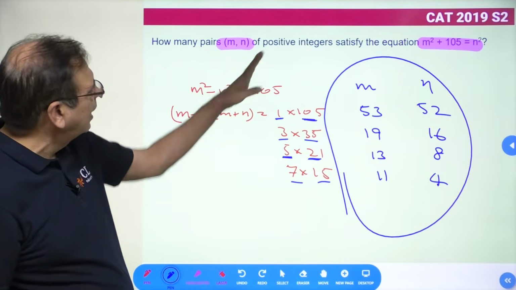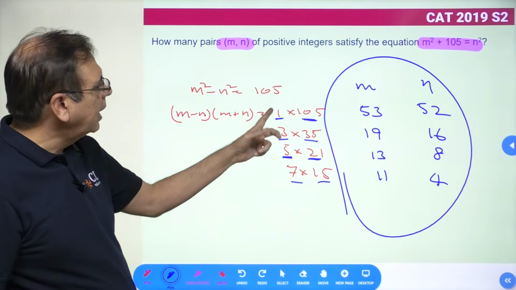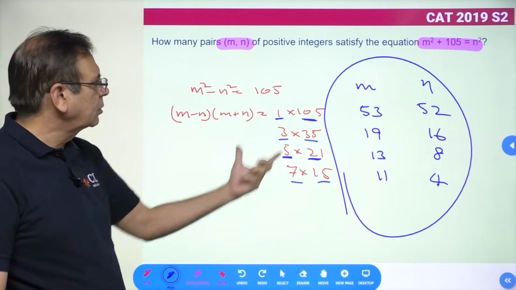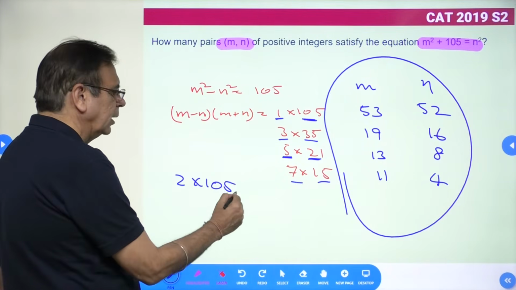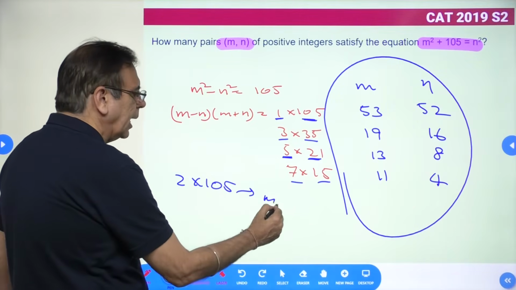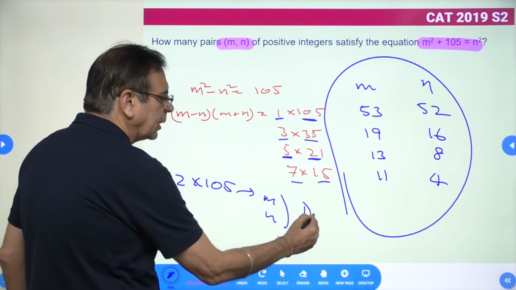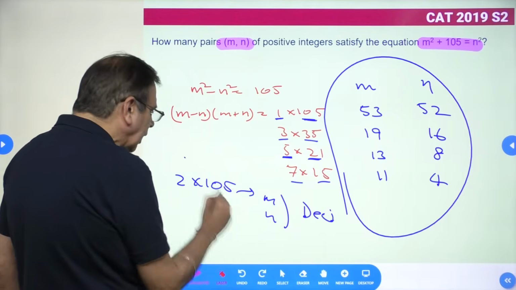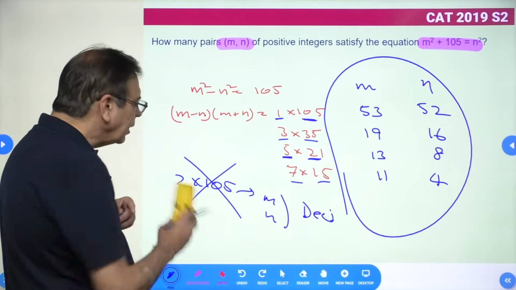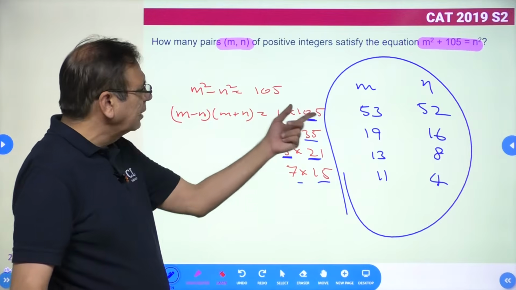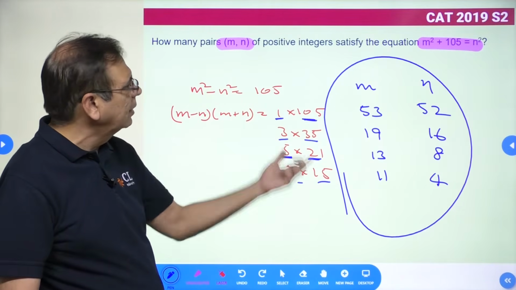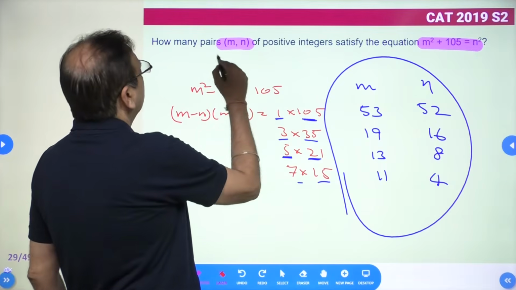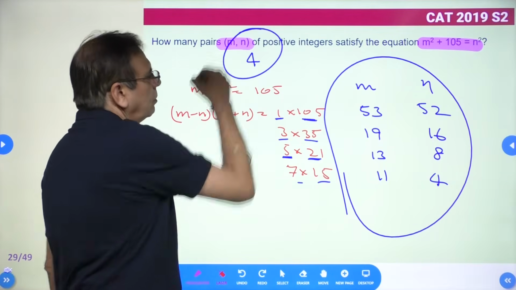Yes, everything looks even, right, so everything will work. The problem comes if this was odd. If this was something like, let's say if it was 2 into 105, hypothetically. What would that mean? It would mean m and n will be decimals and not integers. And hence that would be incorrect. Okay? So because here I could see directly that this is even, m plus n, the sum of these two is coming out to be even. Alright. The answer has to be how many pairs? 4 pairs. Okay.